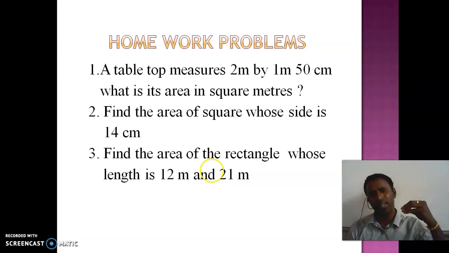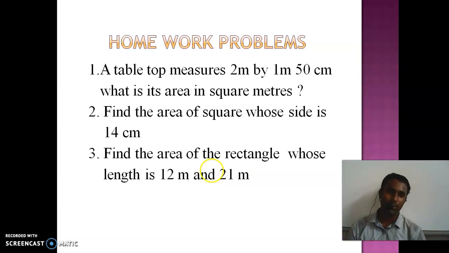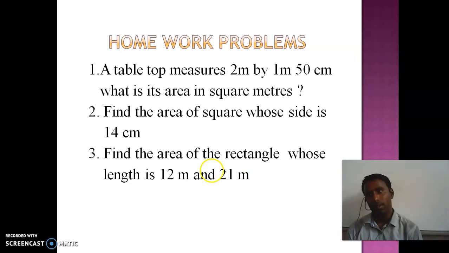You can give any value for the side, x, y, z, any value. Here I have taken a. You can also take it as a. So side value into side value. And the next one, the rectangle. How will they ask a problem? They will not ask only this kind of direct problem.